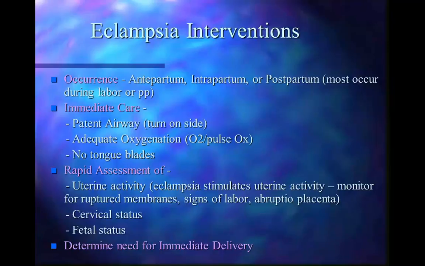You need to do a very rapid assessment of the uterine activity because eclampsia usually stimulates uterine activity. They could rupture their membranes, increase their signs of labor, or have an abruptio placenta. So monitor their uterine activity. Do a rapid assessment of cervical status. Is she dilated or not? And fetal status, check heart tones, and determine whether you need to do an immediate delivery or not.